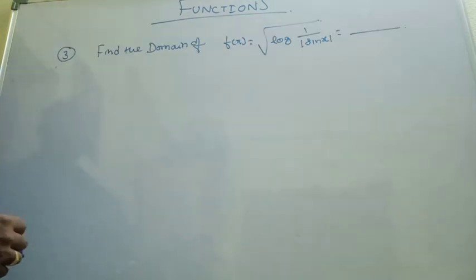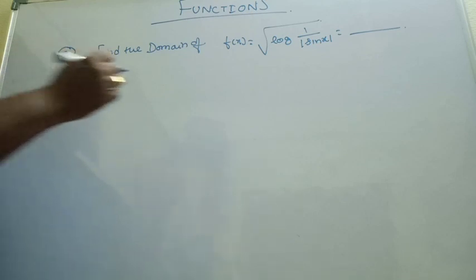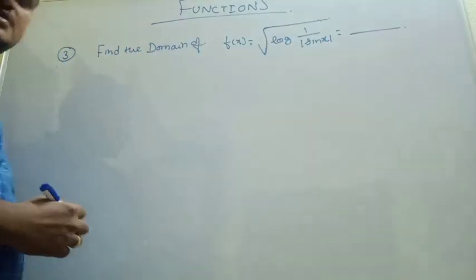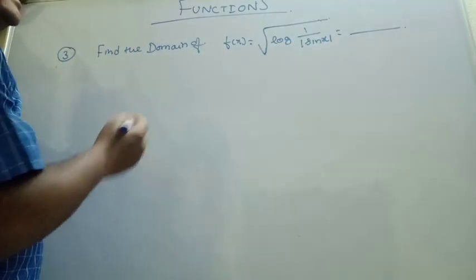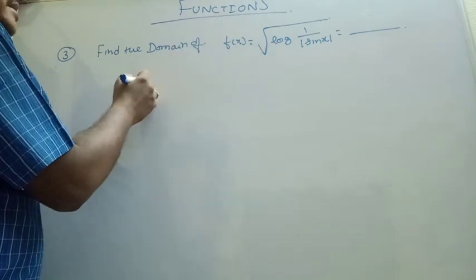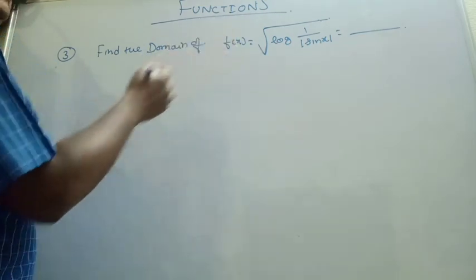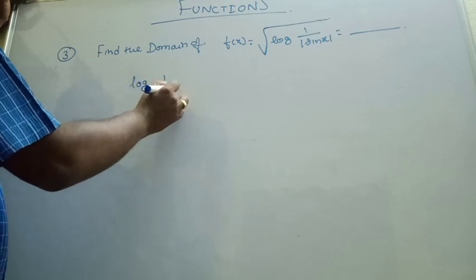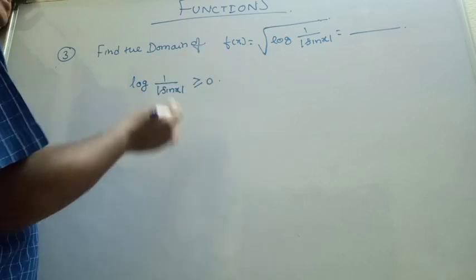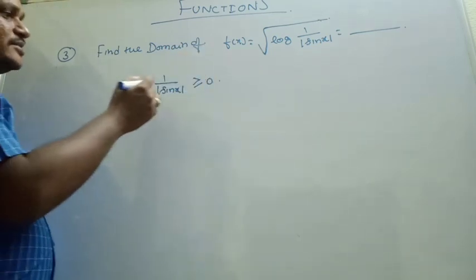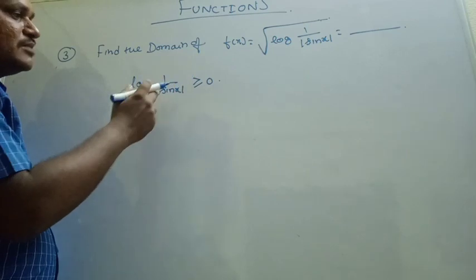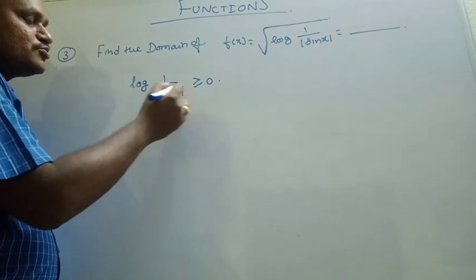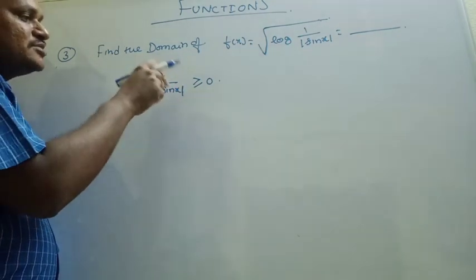Here, the third problem we have: find the domain of f of x equal to square root of log of 1 by modulus of sin x. We know that the square root is there, so that should be greater than or equal to 0. That means log of 1 by mod sin x has to be greater than or equal to 0. Log 1 is 0, no problem here. And modulus of sin x should not be 0, of course, because log of 1 by that becomes undefined.